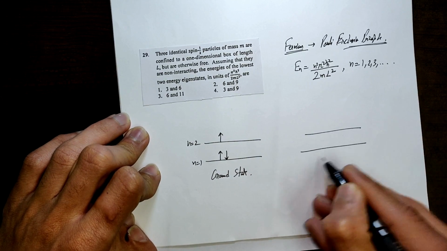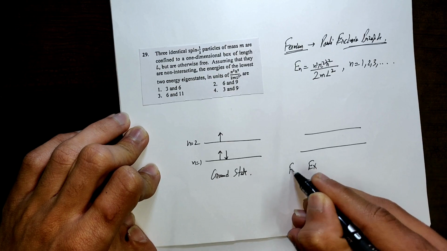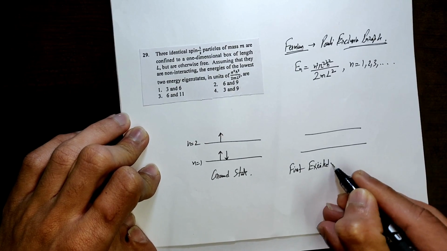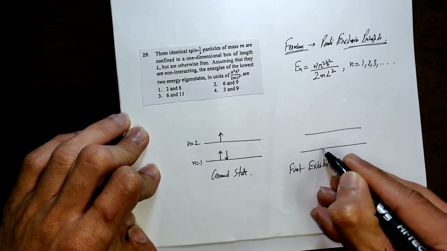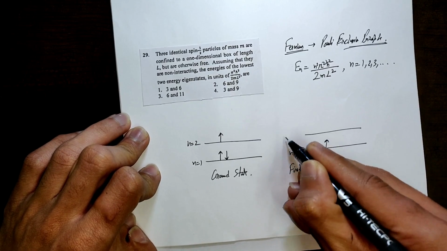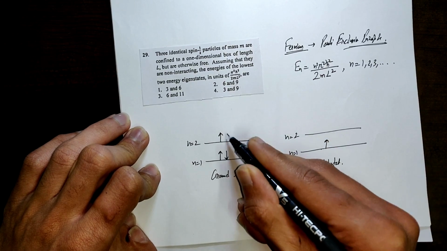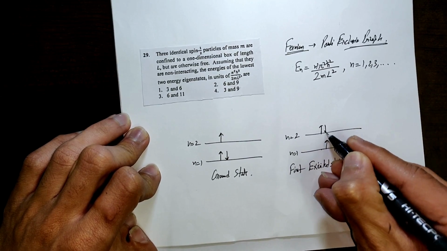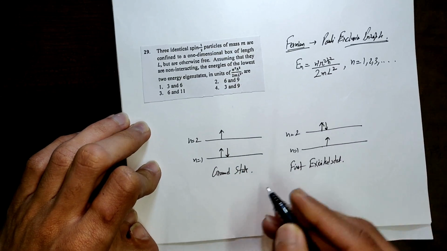And for the first excited state, one particle would be in the n equal to 1 state, and the other particle would go into the n equal to 2 level.